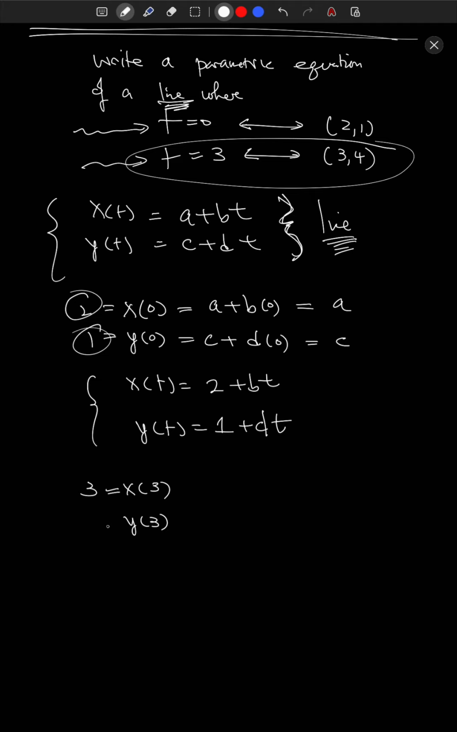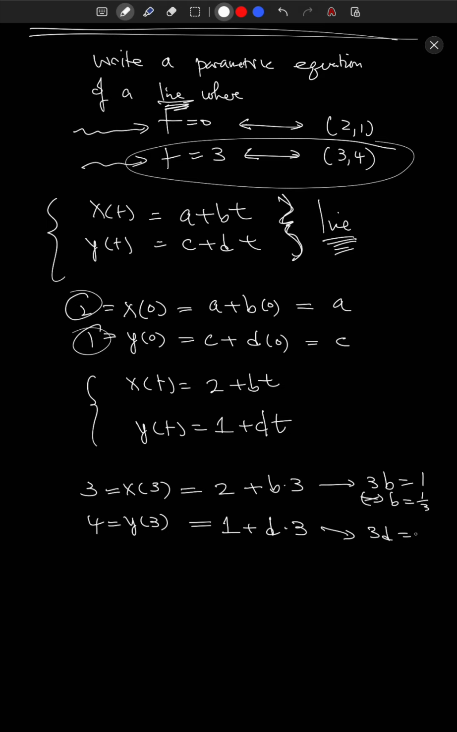And y of 3, we're told, should be 4, right? The formula for x of 3 is a plus b times 3, right? We just figured out a was 2, so 2 plus b times 3. And then the y should be 1 plus d times 3, right? Looking at these individually, the first one tells me 3b is equal to 1, and so b is 1/3. The second one tells me 3d is equal to 3, and so d is equal to 1.